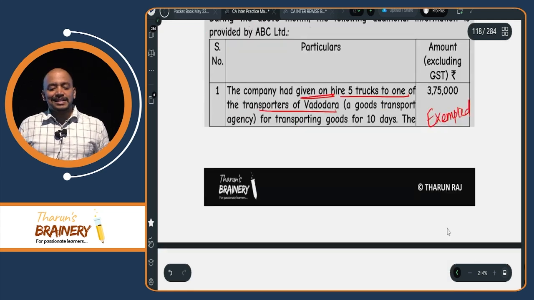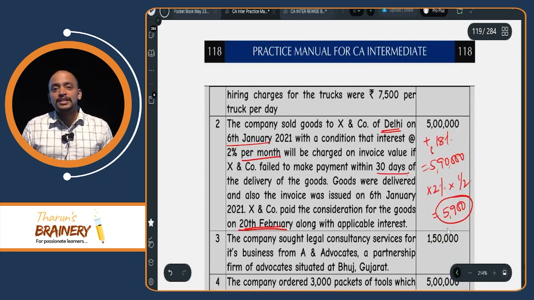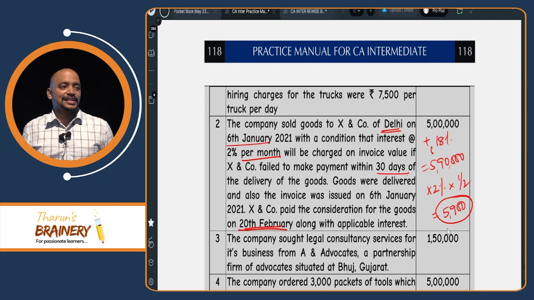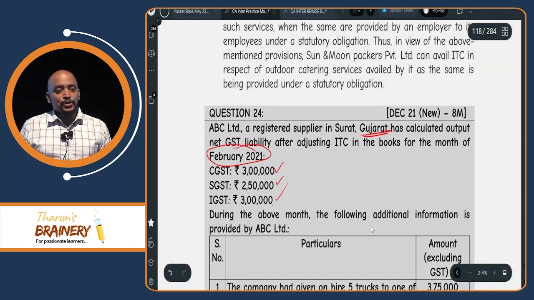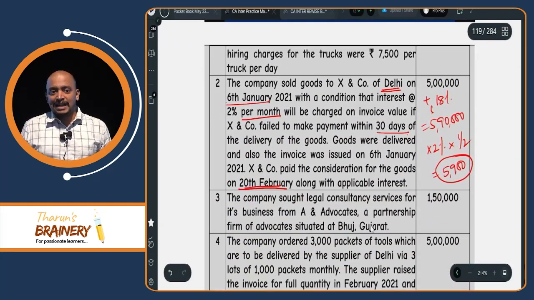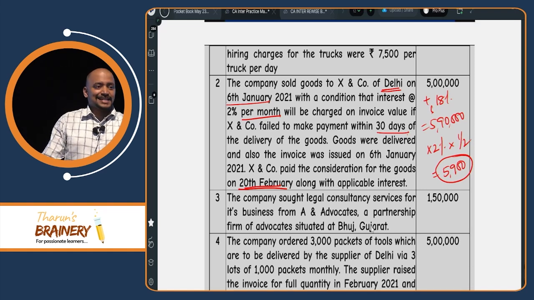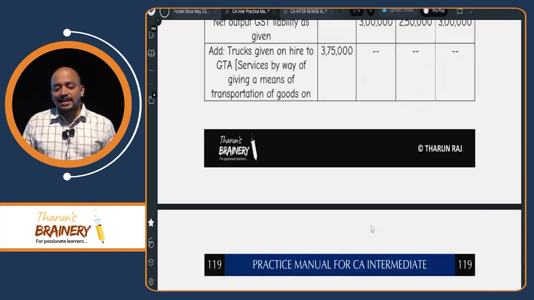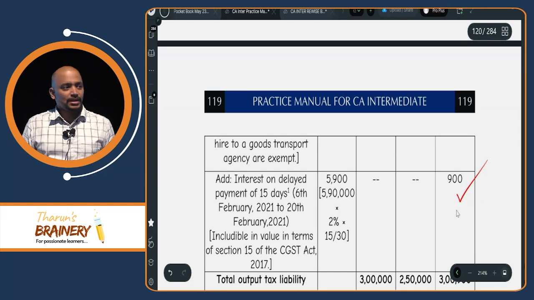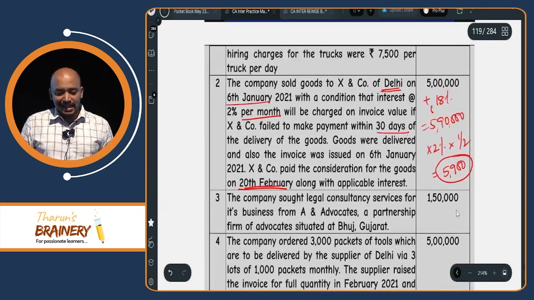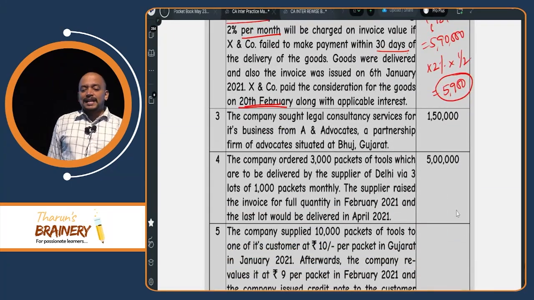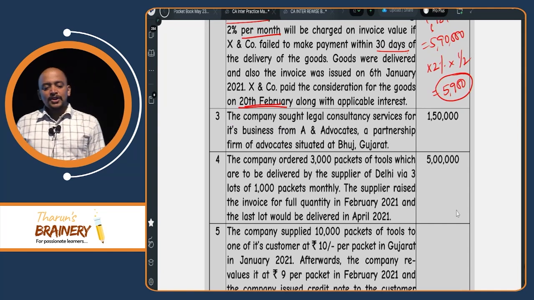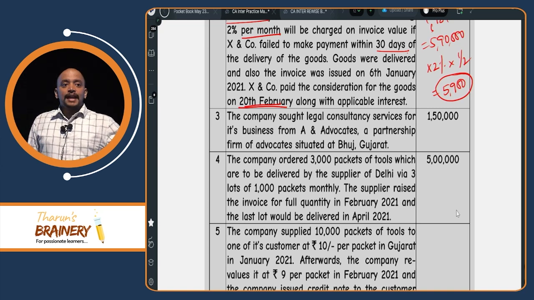In case of interstate supply, in case of goods, we need to take the ending point of the goods as the place of supply. What is the ending point of the goods? Delhi. So the location of supplier is Gujarat and the place of supply is Delhi. Therefore, it will be interstate supply. That's why that 900 is kept under the IGST column. Understood?